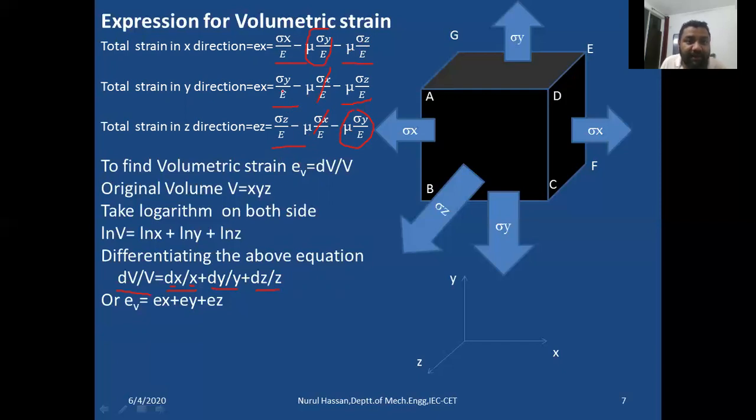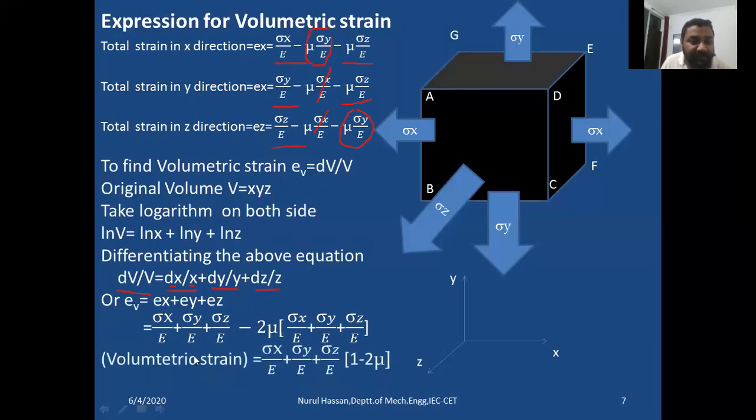So sigma x by E plus sigma y by E plus sigma z by E minus 2 times mu into sigma x by E plus sigma y by E plus sigma z by E. Then take common sigma x by E plus sigma y by E plus sigma z by E. If I take common, then I am getting volumetric strain is equal to sigma x by E plus sigma y by E plus sigma z by E into 1 minus 2 mu. So this is the expression for volumetric strain. So with this I have completed this topic.